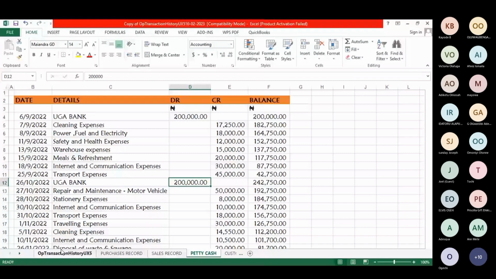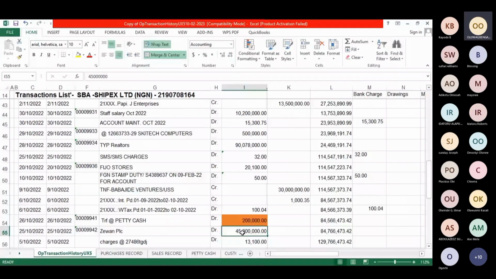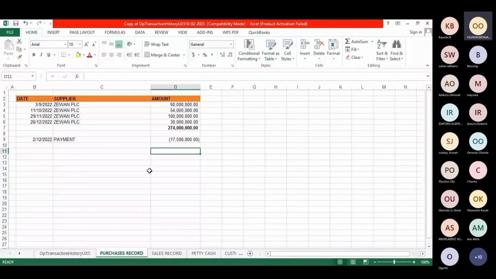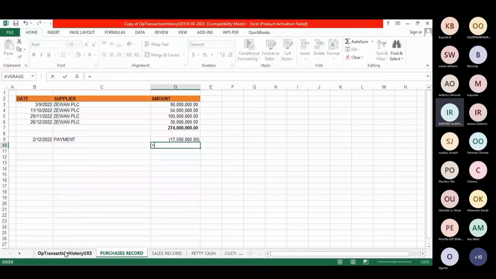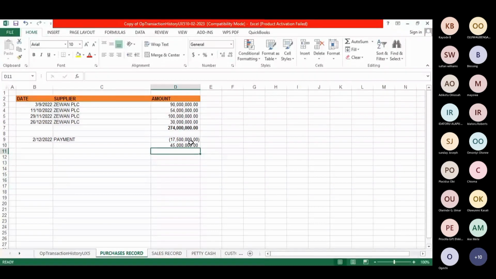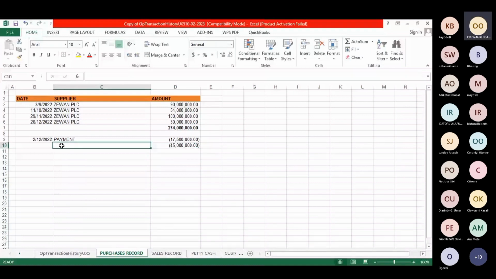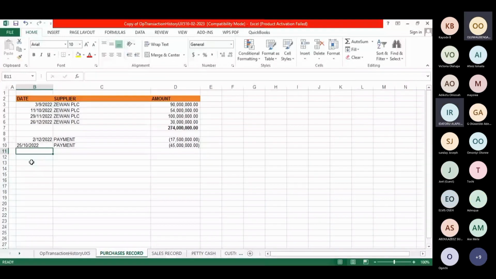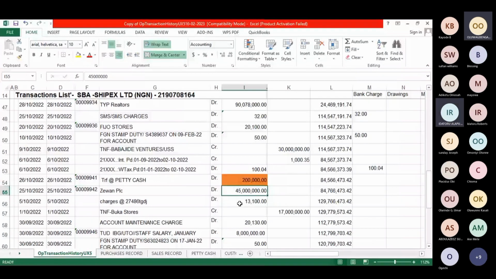So one PLC, 45 million, these are supplier. I'll go to the purchase record. That means we made payments for the goods here, which we sell to other customers. So what date? I will include the date also. Then charges, I'll call it bank charges. I'll take it to be bank charges.